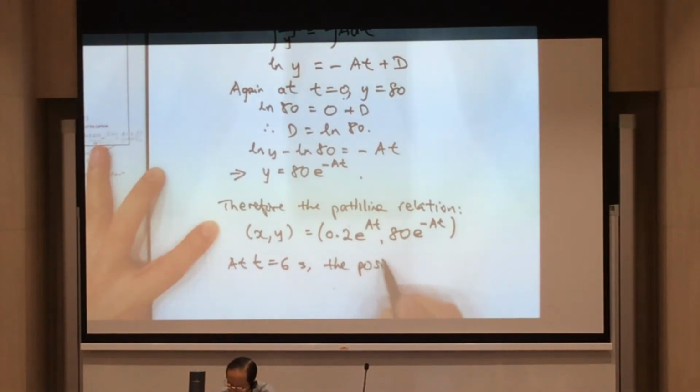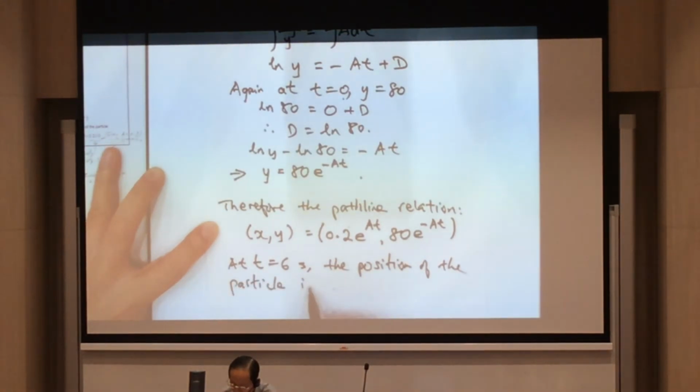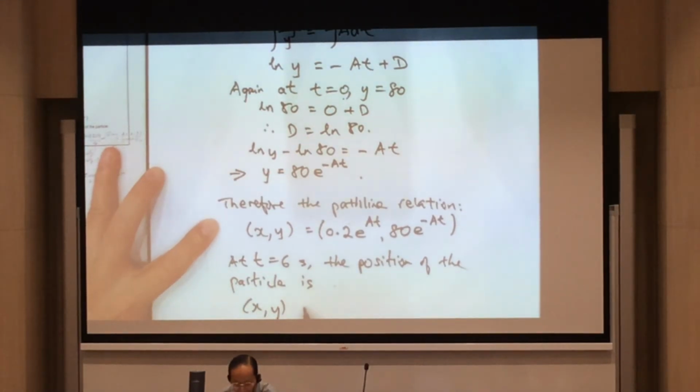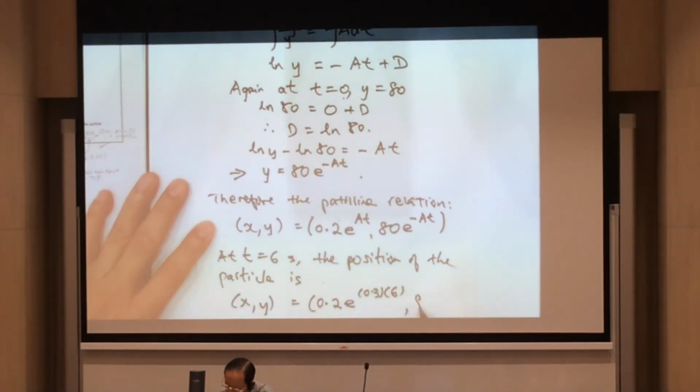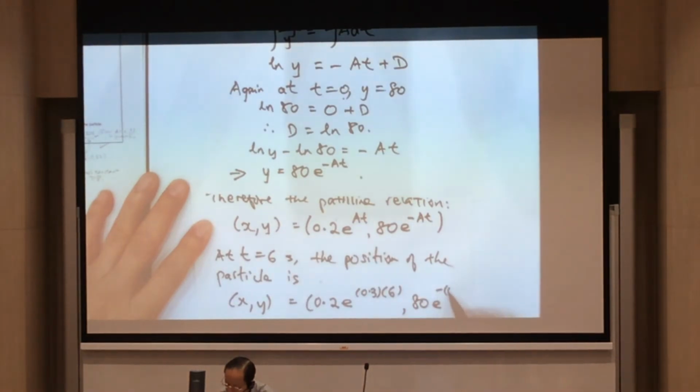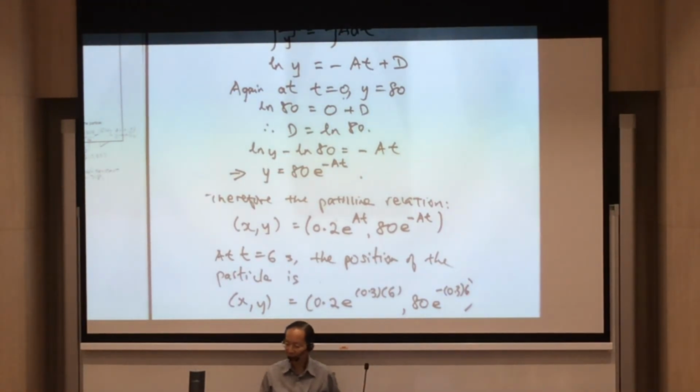The position or the location of the particle is xy, and this equals 0.2 e to the power of, what is a? A is given as 0.3, and our t is 6. And the y position is 80 e to the power minus 0.3 times 6. Close the bracket. So you get 1.2 and 13. That's the new position of that particle at time t equal to 6 seconds, where its x coordinate is 1.2 and y is 13.